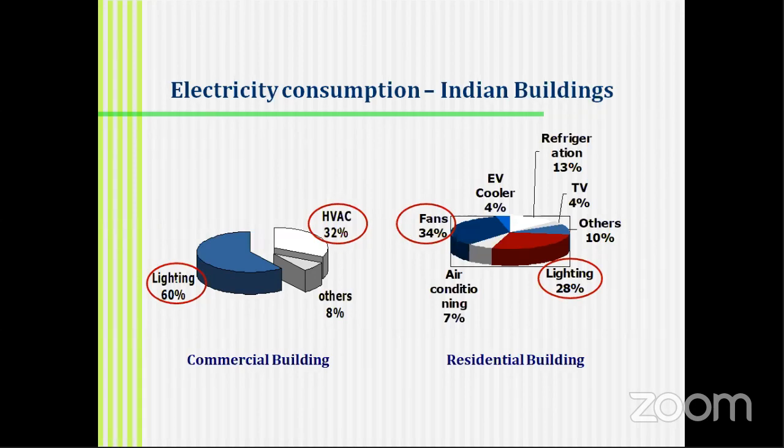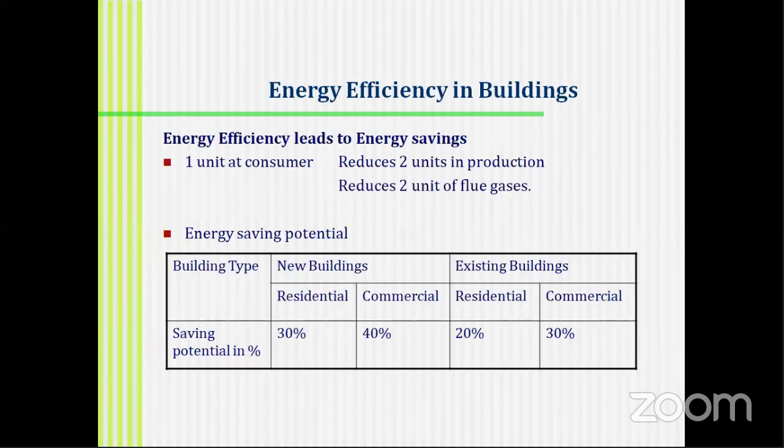Equivalently, in residential it is fans, for example. 1/3 is fans and 1/3 is light. This is the kind of end uses that we have. So if we can ensure that, first of all, our buildings are built so that they are energy efficient, and then try to integrate these components which are energy efficient, I think we will go a long way to reduce the energy consumption through buildings.